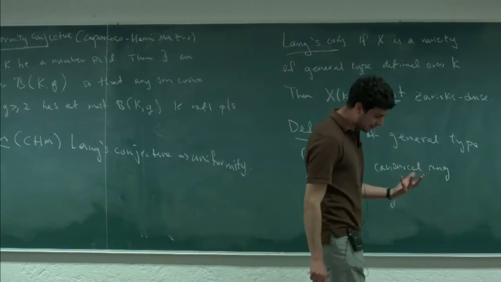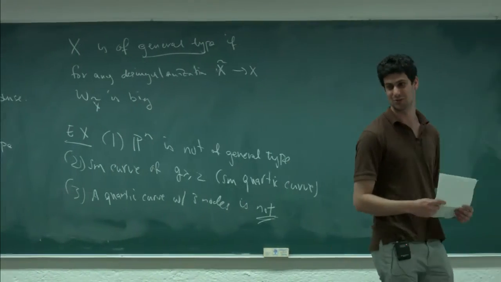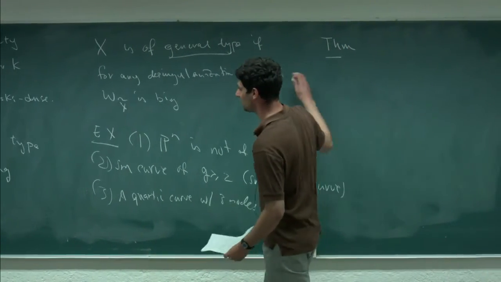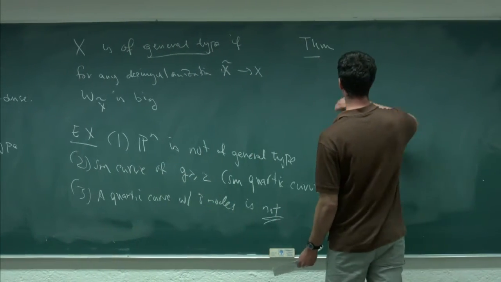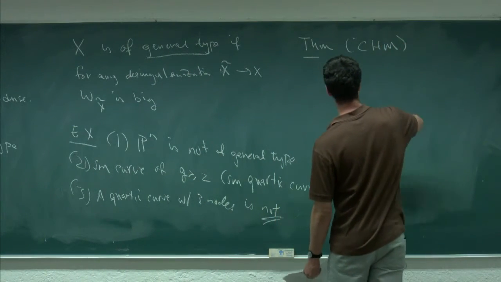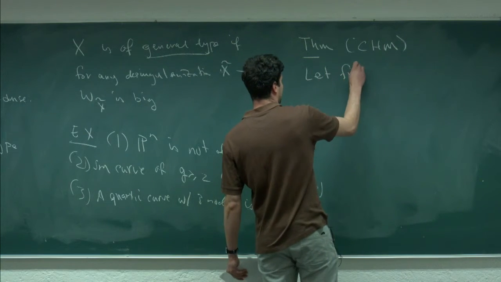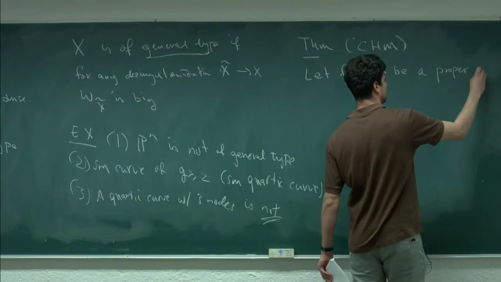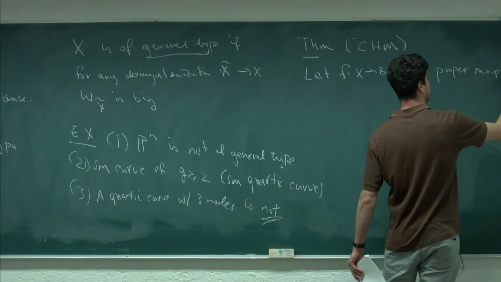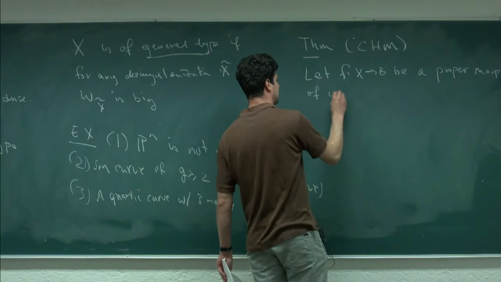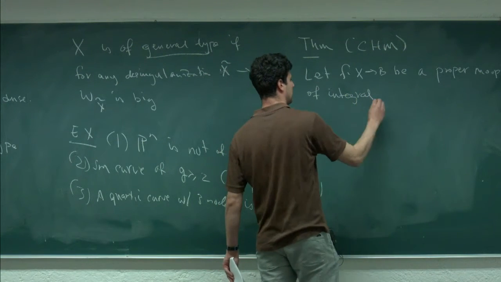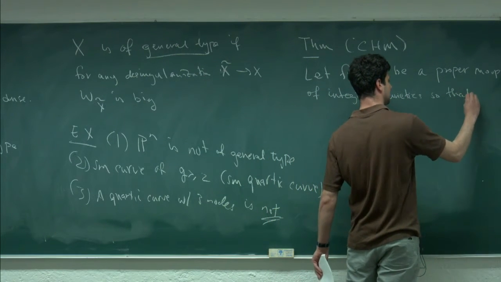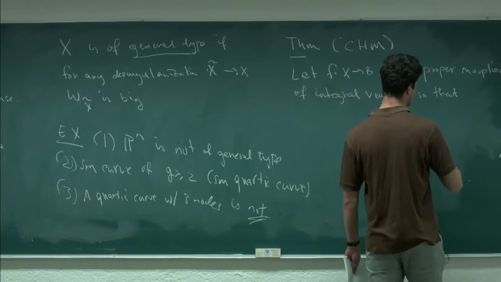Okay, so how do Caporaso, Harris, and Mazur prove this theorem? I told you it's a purely algebraic geometry theorem. So their theorem that says uniformity follows from Lang's conjecture is a consequence of the following theorem, which is the main theorem of their paper, which says: let f from X to B be a proper morphism of integral varieties, so that the general fiber is a smooth curve of genus g greater than or equal to 2.